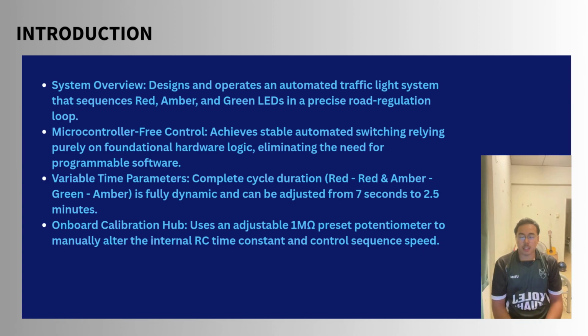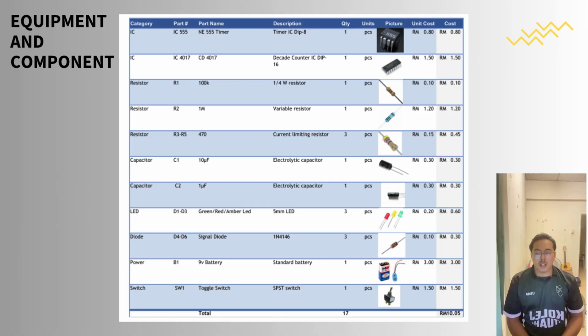Last is the onboard calibration hub. It uses an adjustable 1 mega ohm preset potentiometer to manually alter the internal RC time constant and control the sequencing speed.